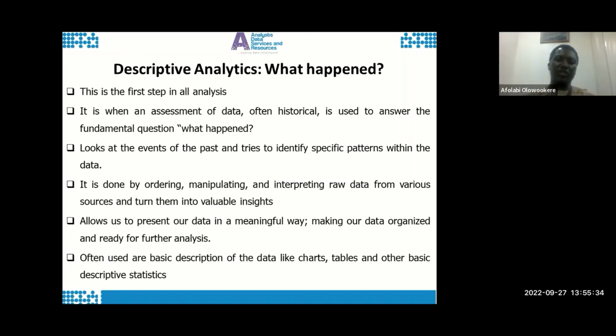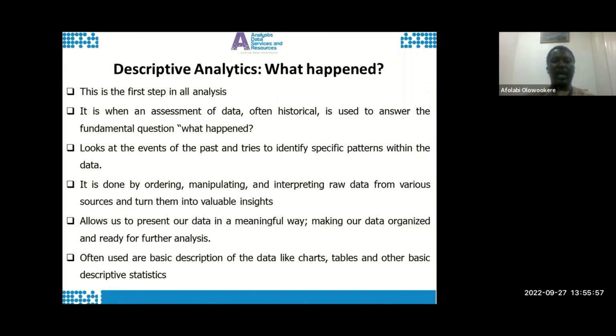Are we producing wheat enough? Do we have research institutes that can help us produce wheat or research into wheat production? What has been the impact of that on the price of bread over time? These are some of the questions just to describe. You order, you manipulate, and interpret raw data from various sources. It allows us to present our data in a meaningful way, making our data organized and ready for further analysis.